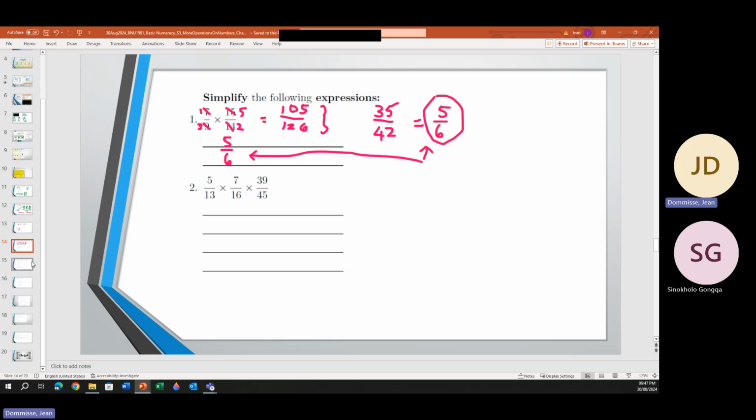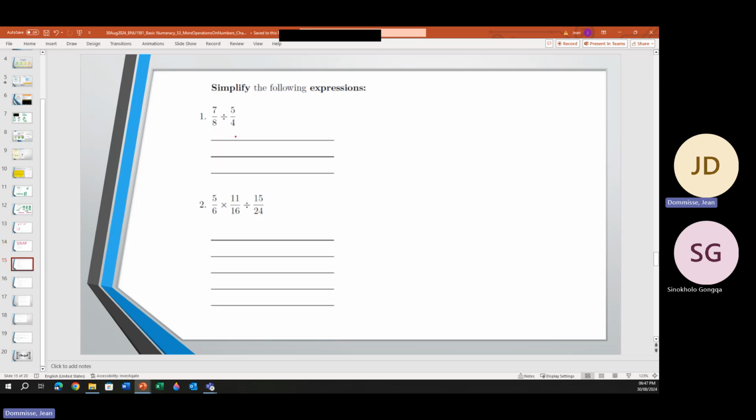Okay, so let's look at another one. So again, specifically the one where there is a division, and you can look in your study guide as well. So when we have this 7/8 divided by 5/4, what we are allowed to do is to change that.